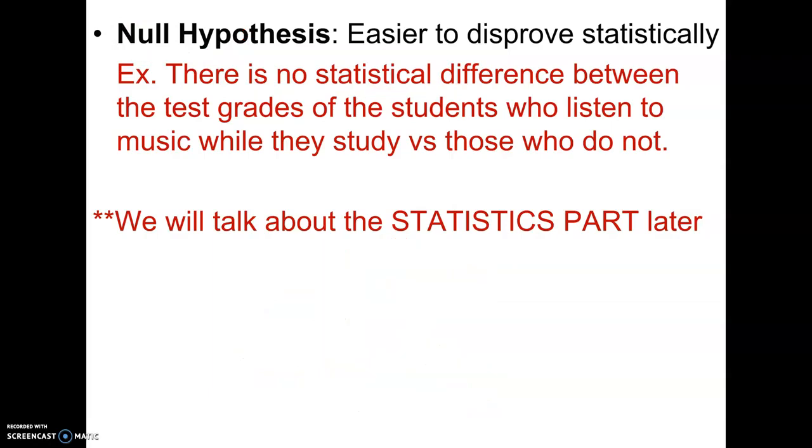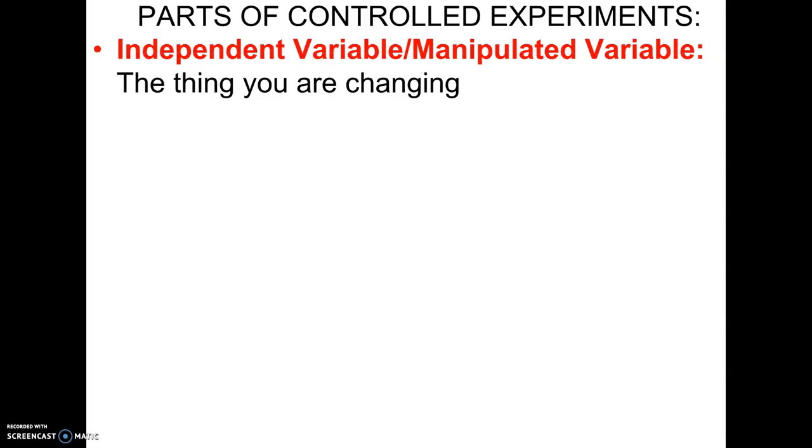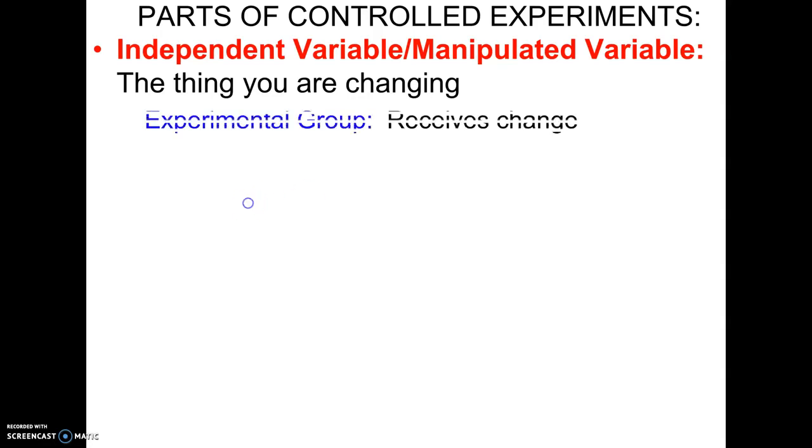You would literally say there will be no statistical difference between the group of students who listen to music and the group that do not on the test. All right, other parts of a controlled experiment. So our independent variable or our manipulated variable is the thing we are changing. It's the thing that's under our control, we control it, and it's the one thing we're changing in the experiment. You should only have one independent variable. In our case, it was whether they were listening to music or not. The music was our independent variable.